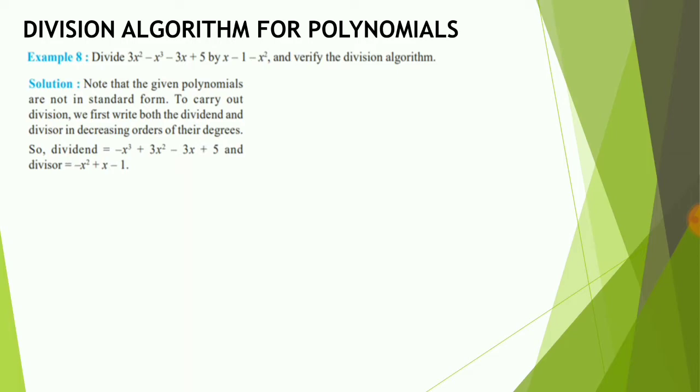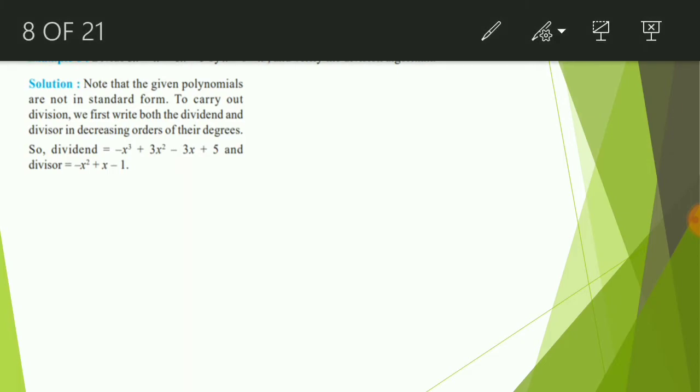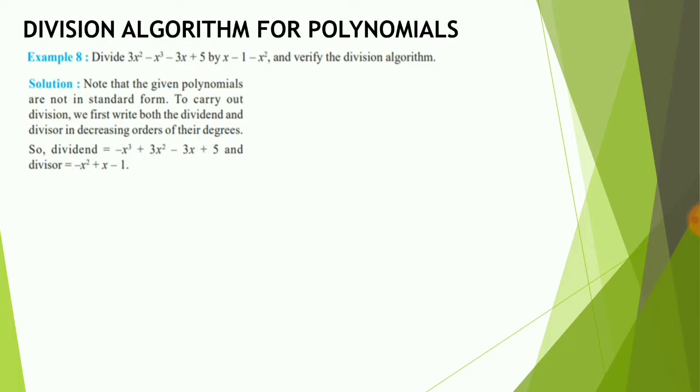If you see the dividend, 3x square minus x cube minus 3x plus 5, it is not in the standard form, so we will rewrite it as minus x cube plus 3x square minus 3x plus 5. Similarly, the divisor was x minus 1 minus x square. It is not in the standard form, so we will rewrite it as minus x square plus x minus 1. Now our dividend and divisor both are in the standard form and we can divide.